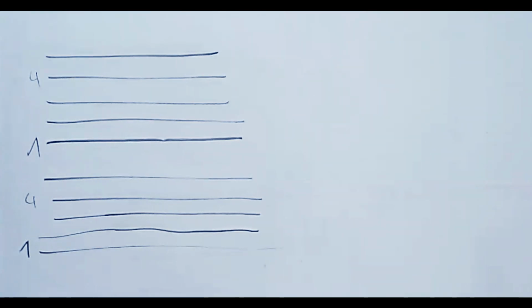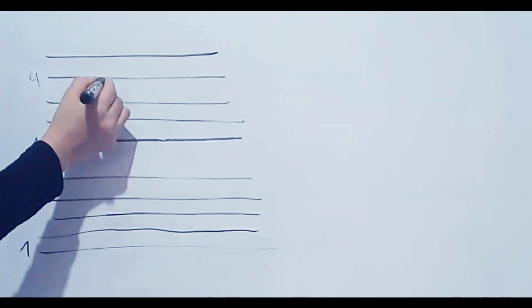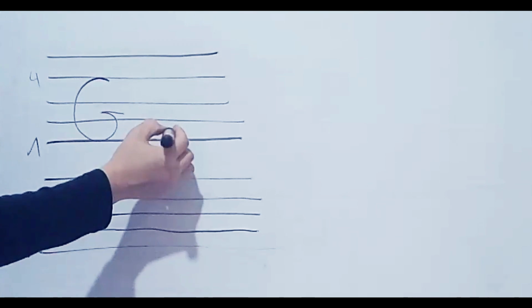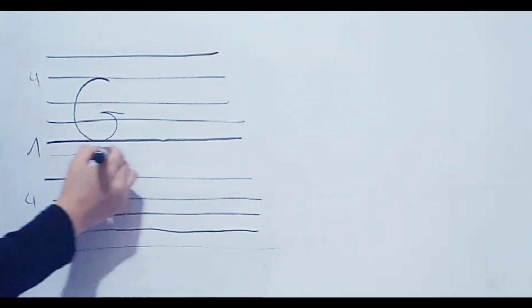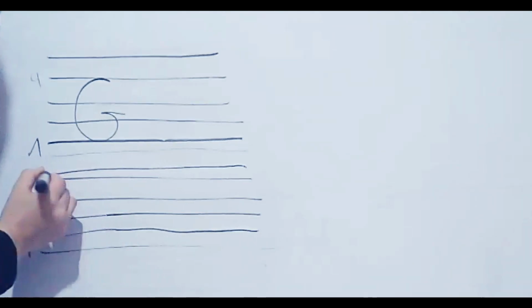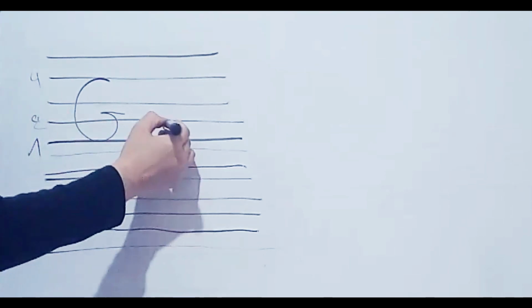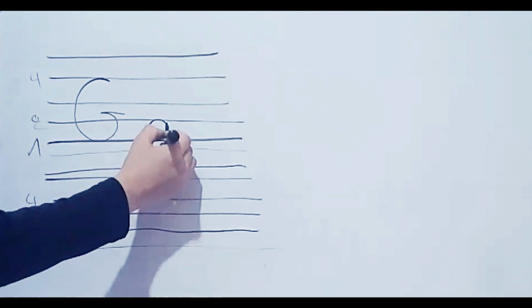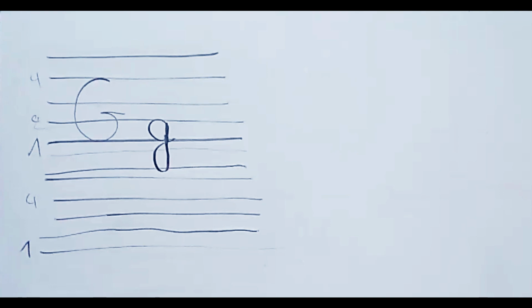Letter number 7 is G. So we write the capital letter G like this. This is G. And this is the small letter G. We need another 2 lines. So you start from the second line here and write like this, like an A, okay? And then you go down to the second line and up to the first line again.